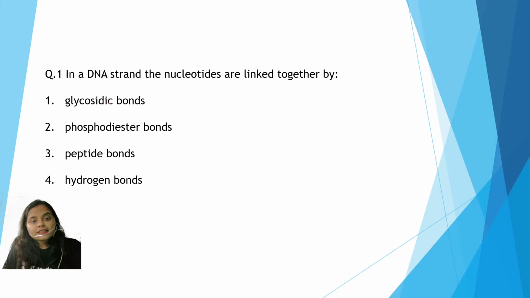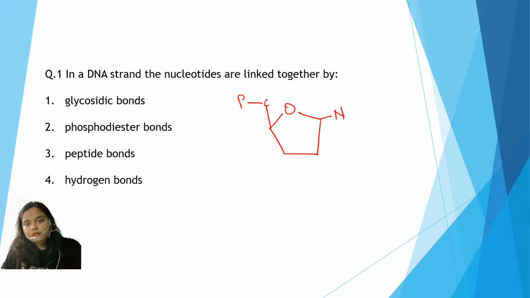So in a DNA strand, the nucleotides, we know that a nucleotide is a structure which is made up of a pentose sugar. On the first carbon, the nitrogen base is present. On the fifth carbon, the phosphate group is attached. And two nucleotides are connected with the help of this phosphate ion which is attached to the fifth carbon, right? And it forms a phosphodiester bond with the help of the oxygen present at the third carbon.